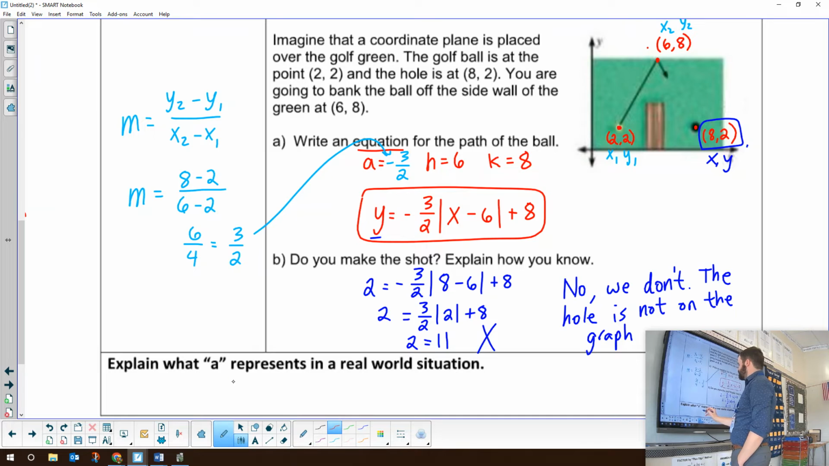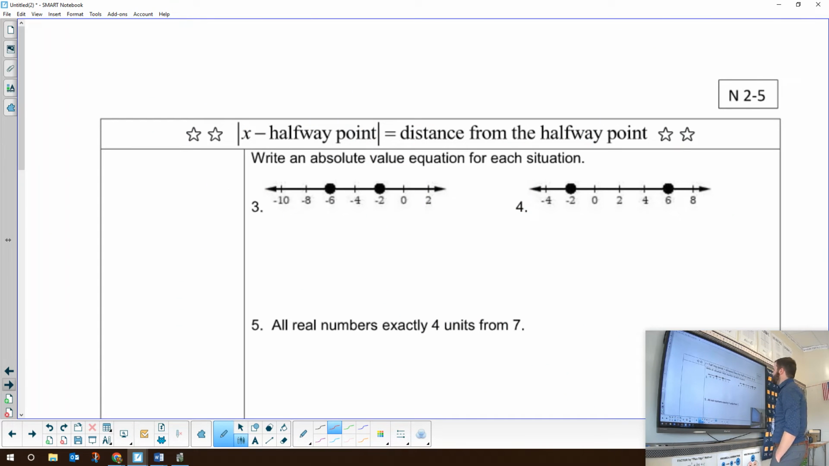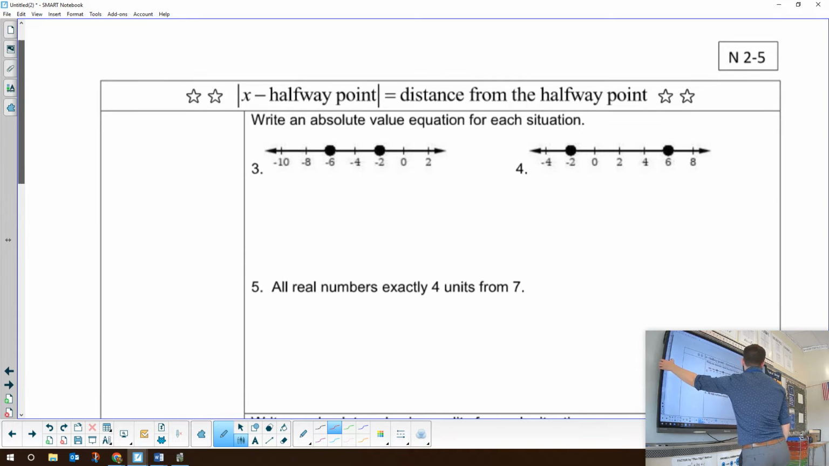A represents the rate of change. How much we go up over time or how much things change at a distance. All right? Okay, let's turn the page here and let's write an absolute value equation for these situations.